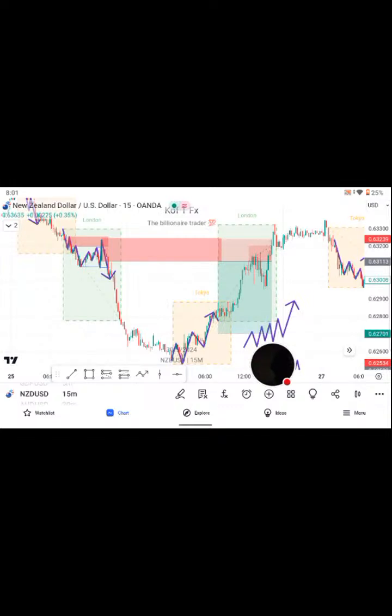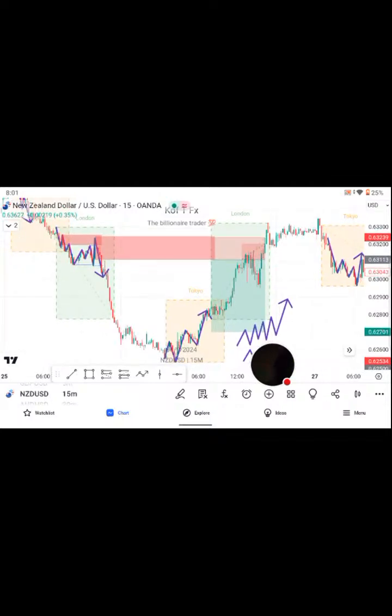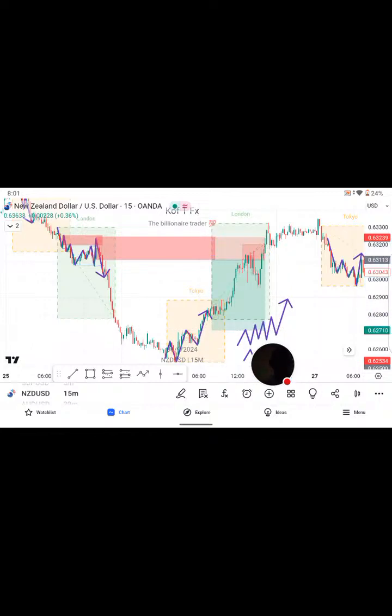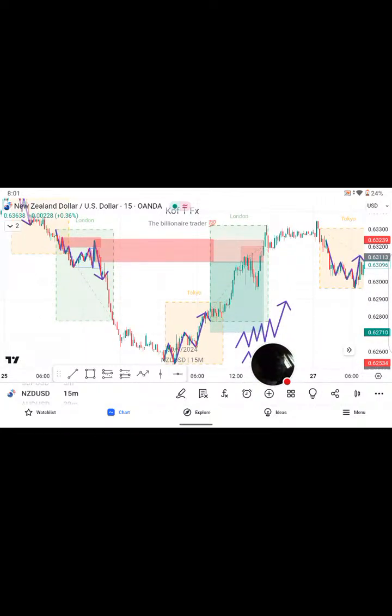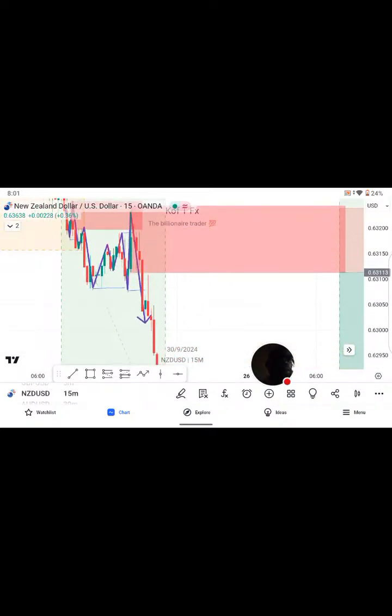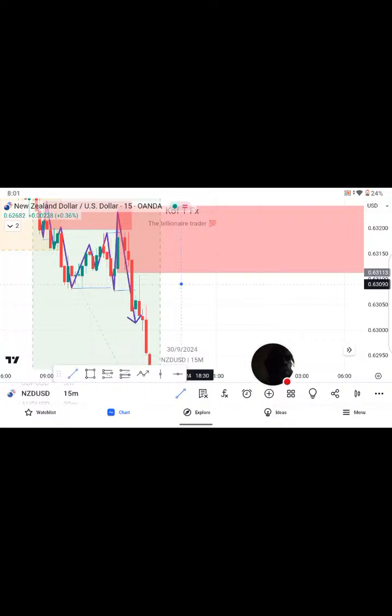So after the mitigation, price actually gave us 1 point something RR, before hitting SL afterward. Okay, 1.25 RR. Meanwhile, our target is 3 RR. But this actually has an inducement before it, and this is the inducement, before our POI.